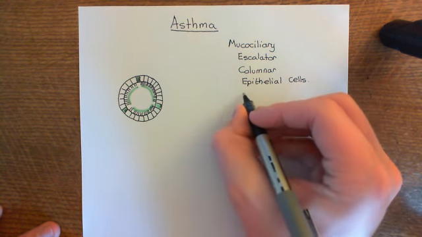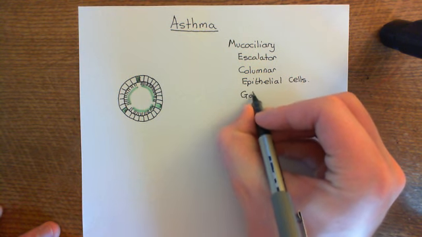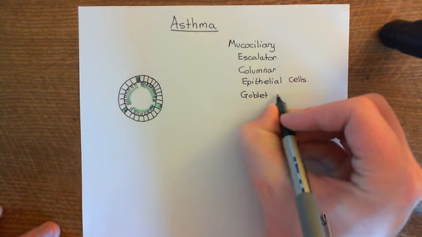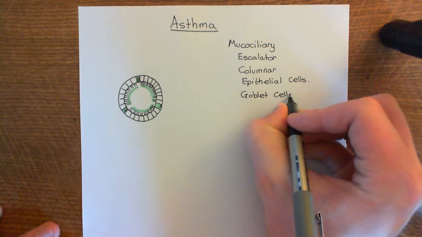And then the other key word is that we've got goblet cells, which are these cells in green that are secreting the mucus.